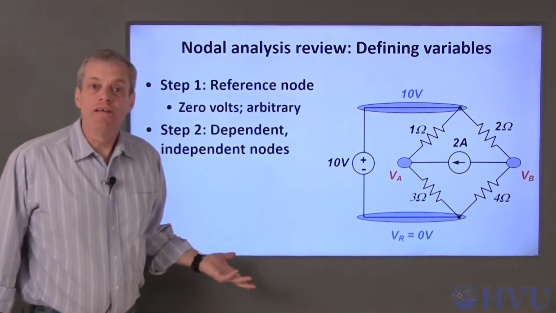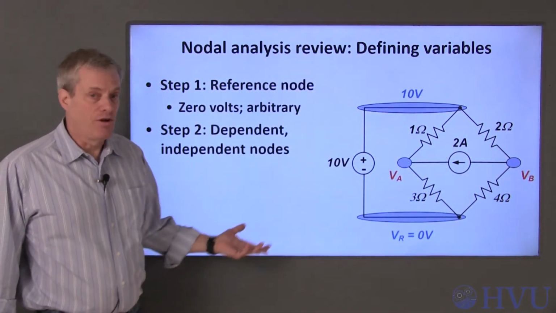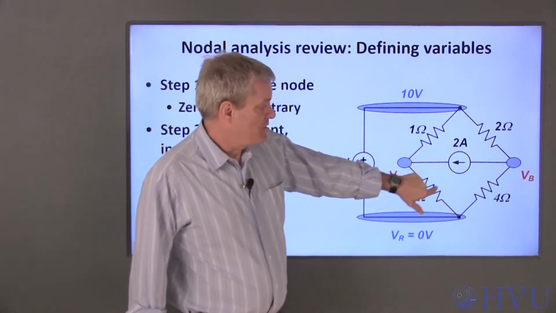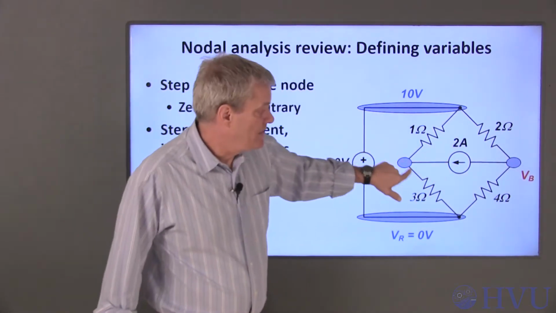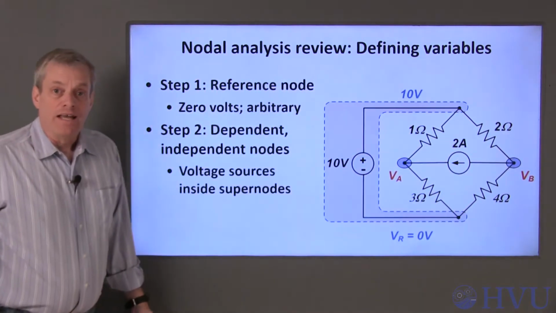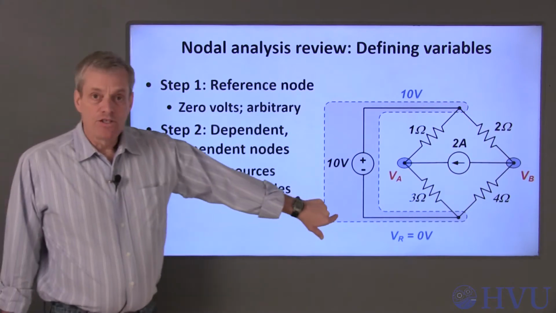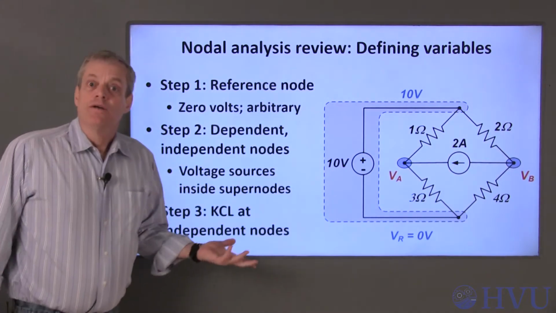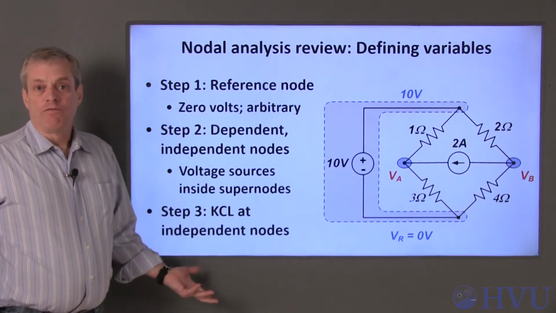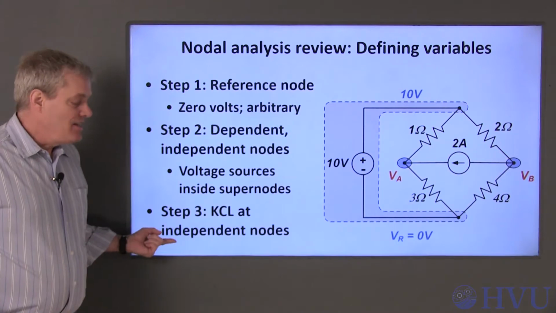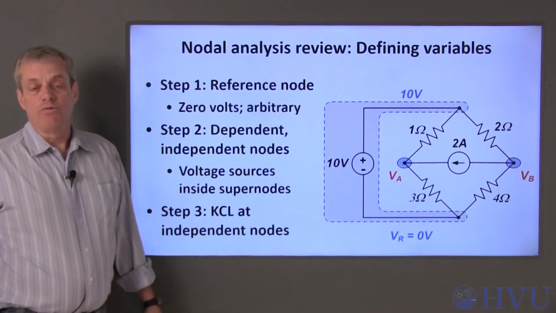Notice that the independent nodes are separated from other node elements with unknown voltage differences. There are either resistors or current sources between these nodes and any other node. Finally, put the voltage source inside a supernode as shown here. We have 2 unknowns, so we'll need 2 equations to solve for the voltages VA and VB. We'll write KCL at the independent nodes to get these equations.